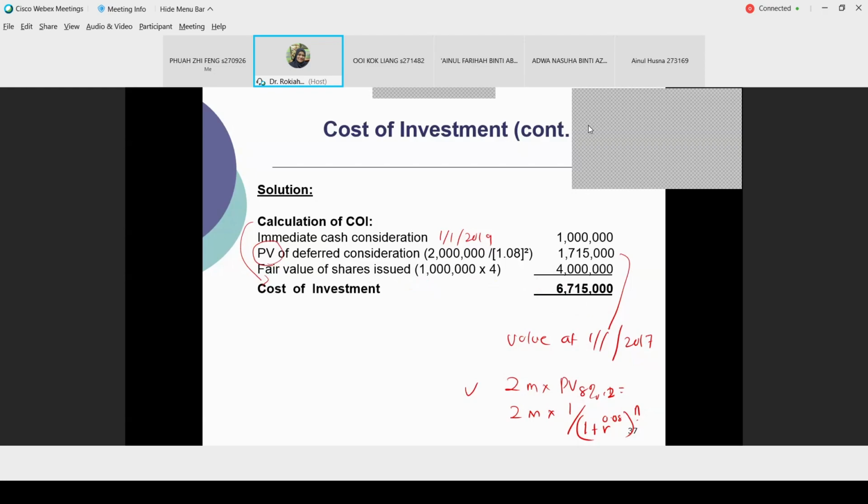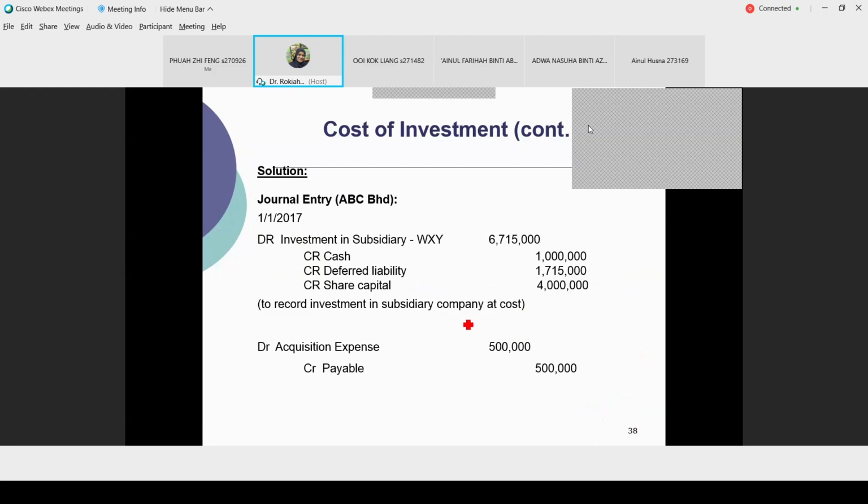The next step, we are going to prepare the journal entry. Looking at the journal entry, you debit your investment in subsidiary. You need to put the word subsidiary, because for investment we have a few types: either subsidiary, joint arrangement, or associate. So you need to specify here. This one is considered a subsidiary because you control 100%. So you debit investment in subsidiary. If you have more than one subsidiary, you need to mention which one.